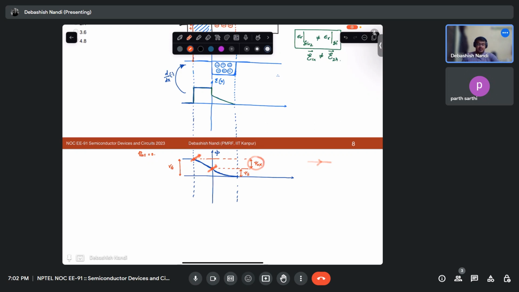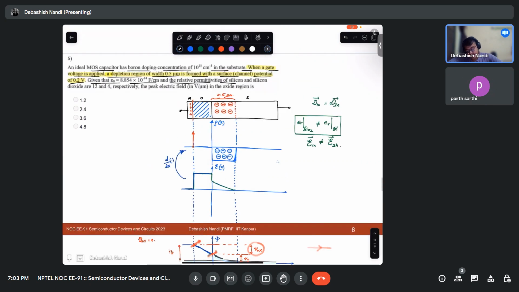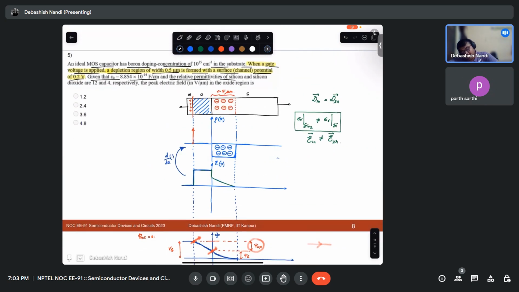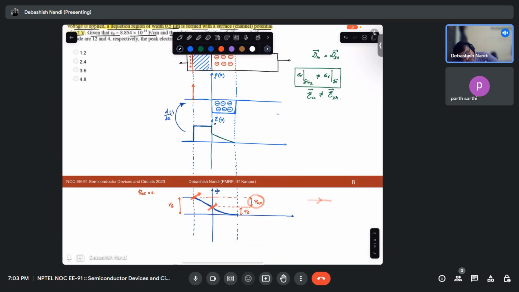Okay, so now if this is the case, we have been given that the ideal MOS capacitor has a boron doping concentration in this silicon, and this peak electric field. What is the peak electric field in the oxide? This is the peak electric field EOX, right? Yes, sir. And let's call it ES at this point. So EOX is equal to 3 times ES.